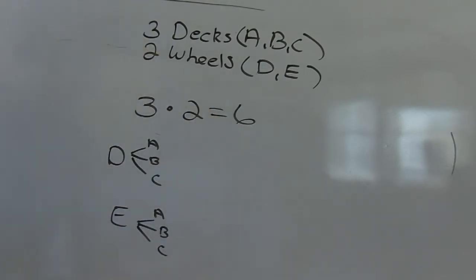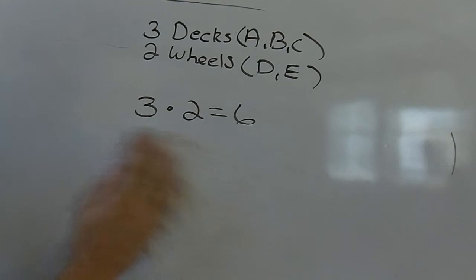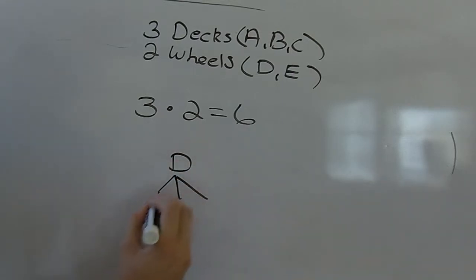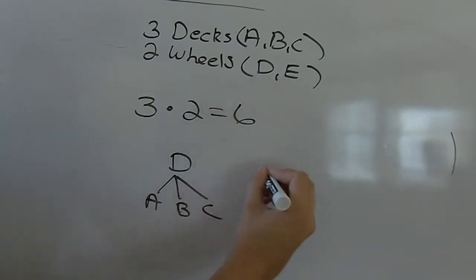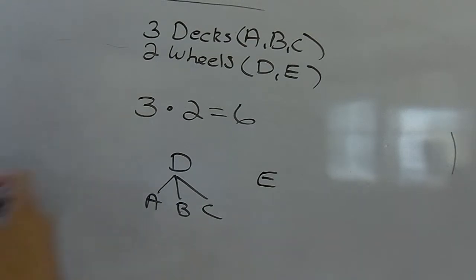So really, if you want to find the total outcome, you don't actually have to do a full tree if you want to understand it. We could have just done one of the wheels. We could have said wheel D, and then we could have said wheel D has 3 options, A, B, and C. So we found out there are 3 outcomes for wheel D, and so I know there are 2 wheels, so I know this one's also going to have 3 outcomes, so 3 times 2 is 6.